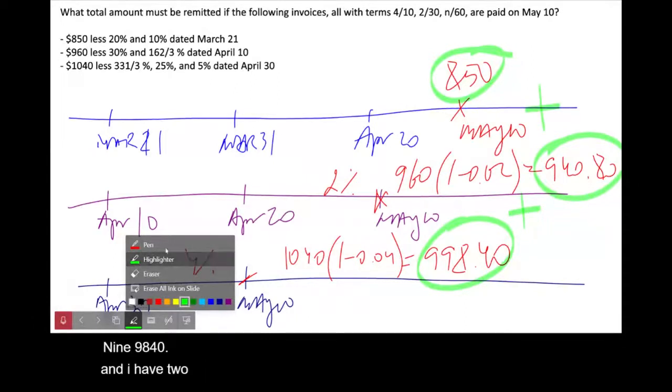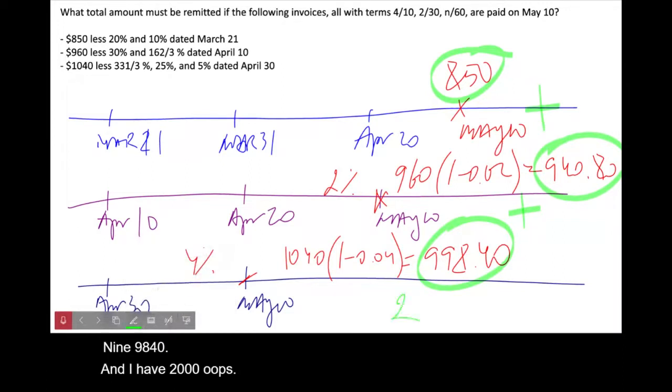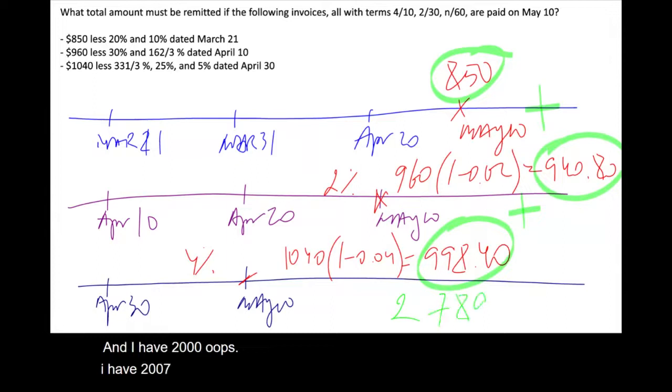Oops. I have $2,789.20. That is the answer for this question. Please confirm my numbers. Let me know if you have any questions, as well as when we can continue.